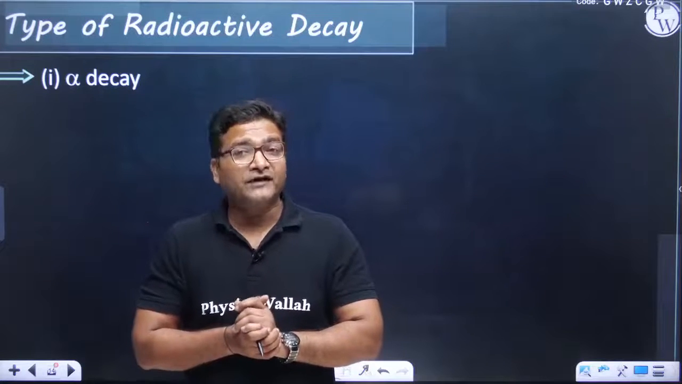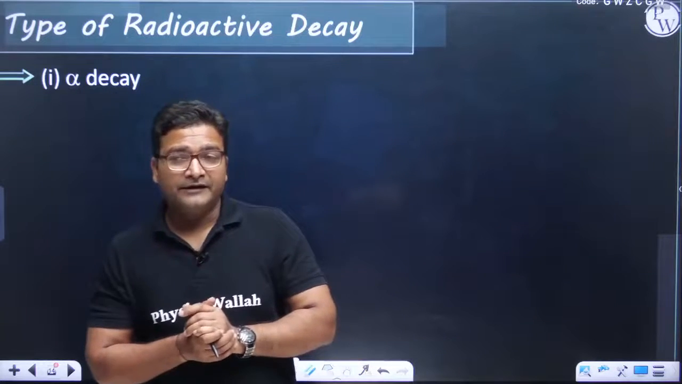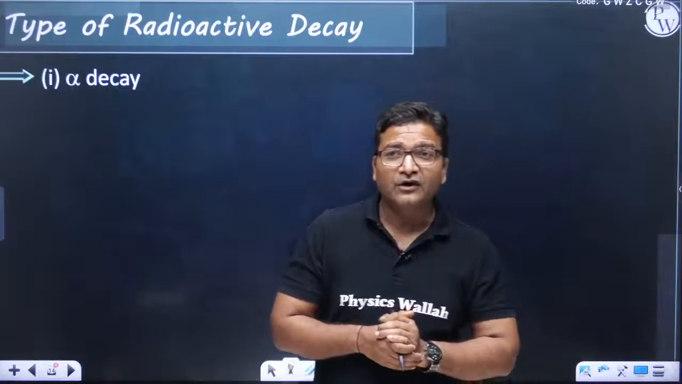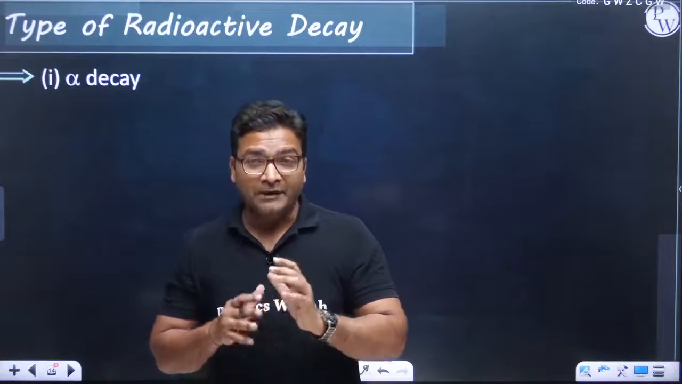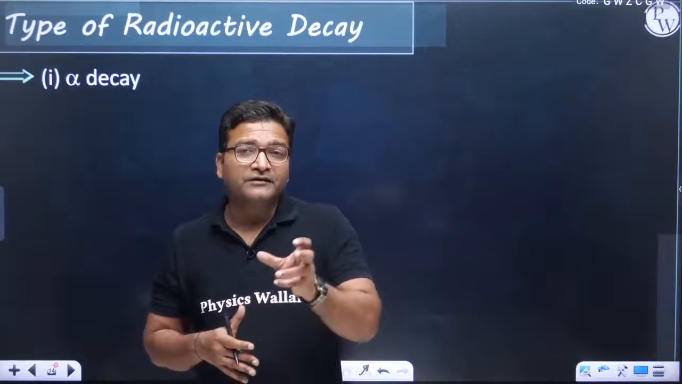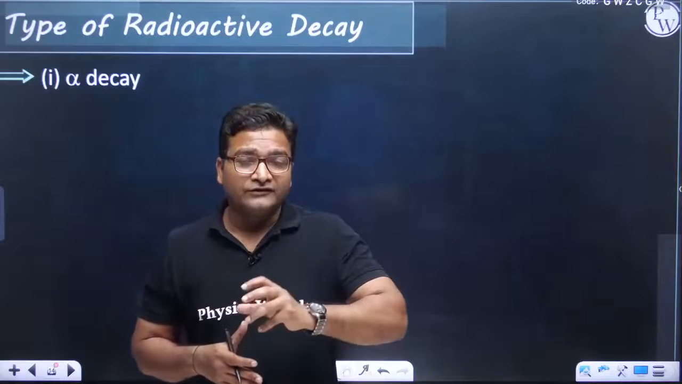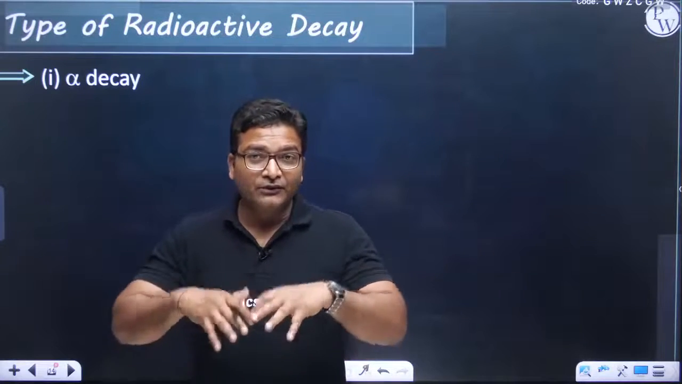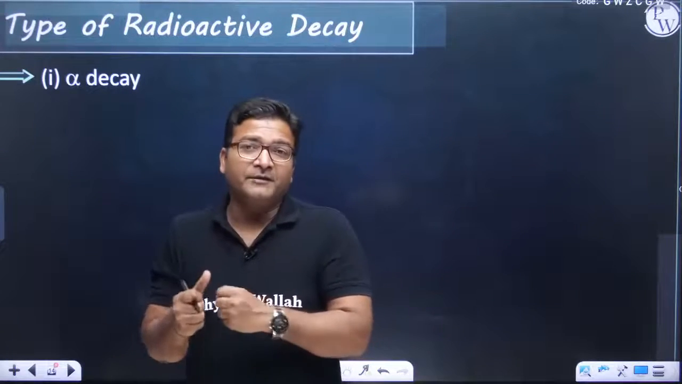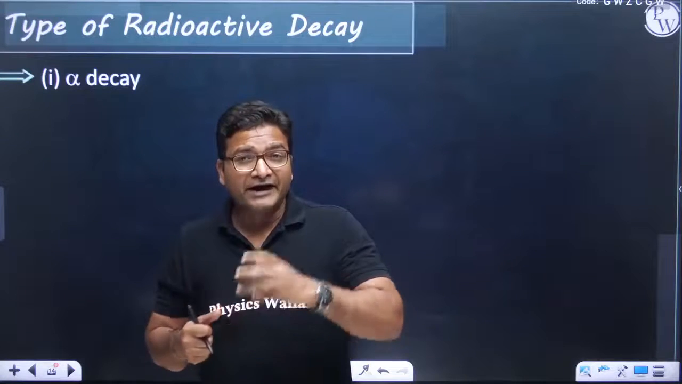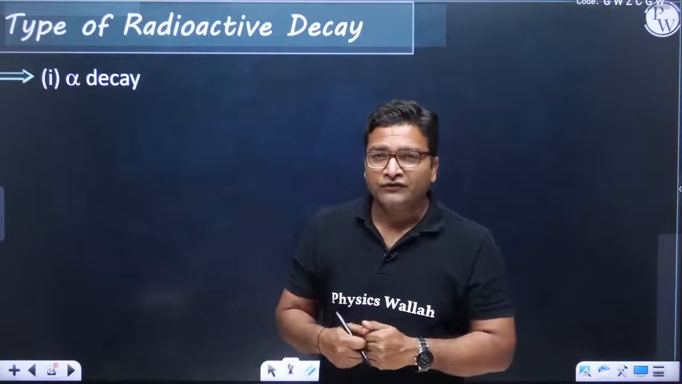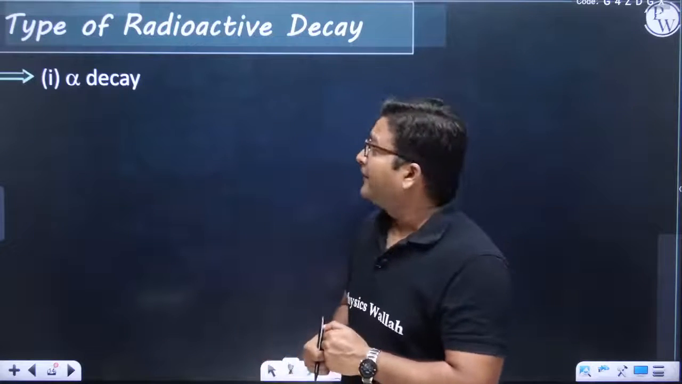So the first type of decay is alpha decay. Remember, the emission of these elementary particles, alpha, beta, gamma particles, is called radioactivity. And the nuclei which emit alpha, beta, gamma particles are called radioactive nuclei. So the first kind of decay is alpha decay.